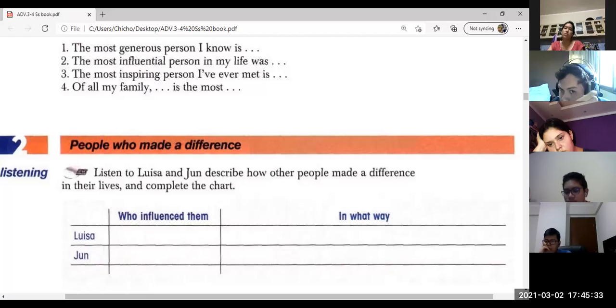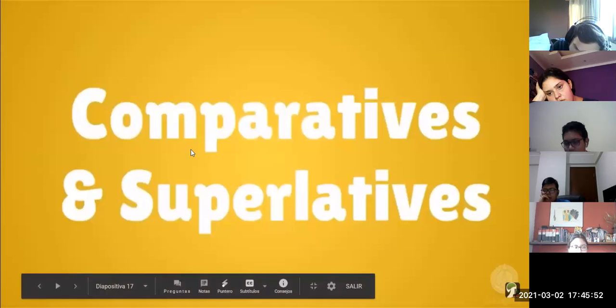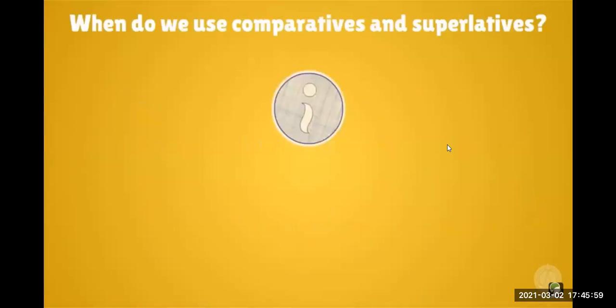Use them in the comparative form and the superlative form, okay? Especially the superlative form. But we can't talk about the superlative form if we don't talk about the comparative form of the adjectives. Okay, we are going to remember a little bit about the comparative and superlative adjectives. So it says, when do we use comparatives and superlatives?